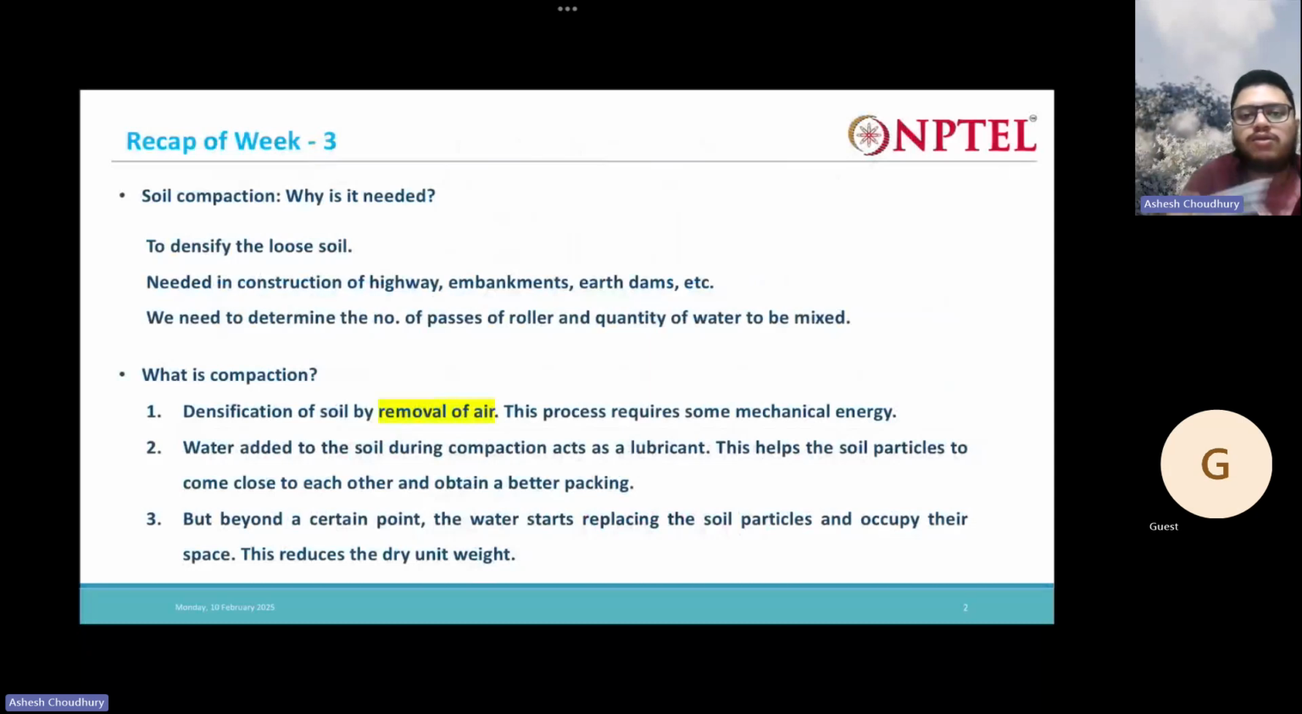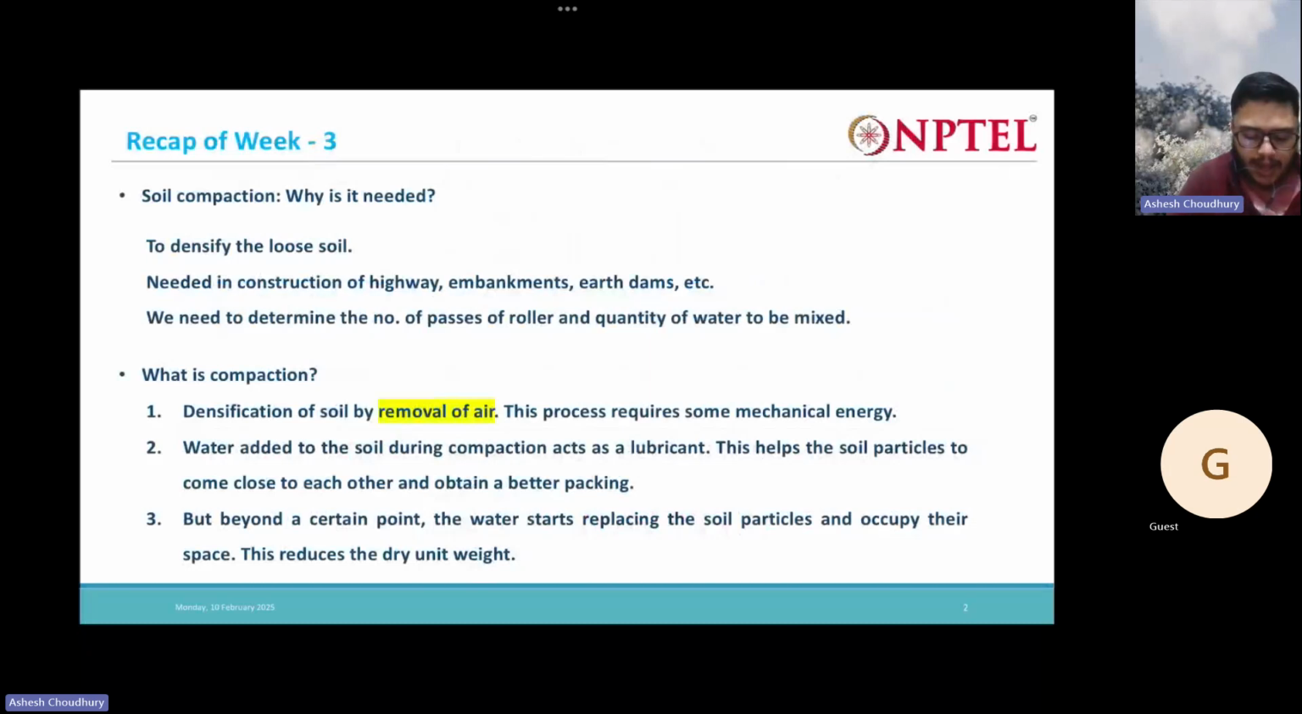They have huge drum kind of thing fixed at the front and the rear end, or sometimes only at the front end, right? So we need to determine the number of times that road roller we need to pass over that soil in order to achieve a particular amount of compaction or densification, or the density of soil, right? And over that we also need to determine how much water we need to mix with that soil, so that we can densify that soil properly. All right, so both of these things we need to determine.